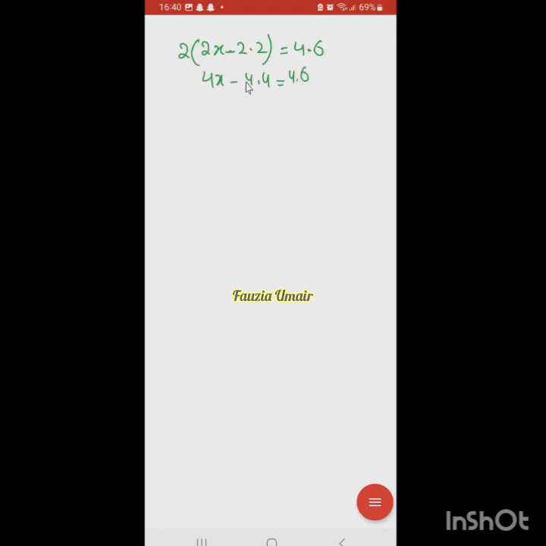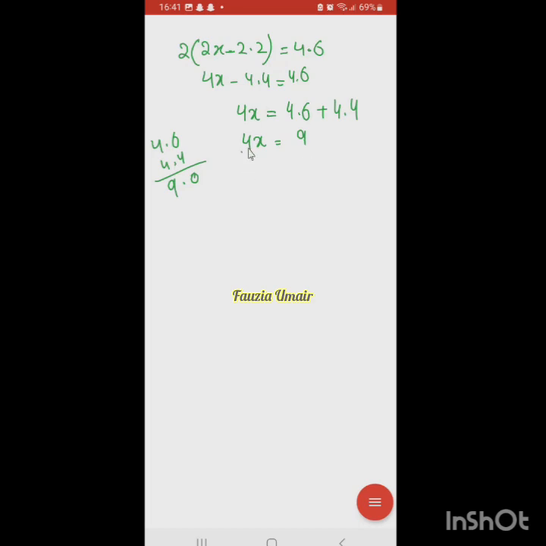So now you can take this 4.6 on the other side. So it will be plus 4.4. Now you can add 4.6 plus 4.4. So what is the answer? 9.0. So 9 is the answer actually.